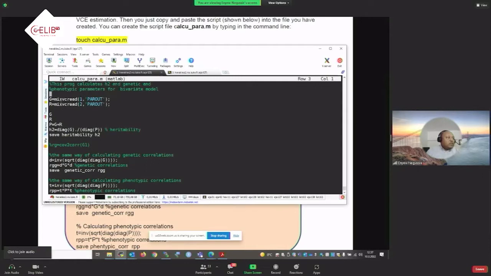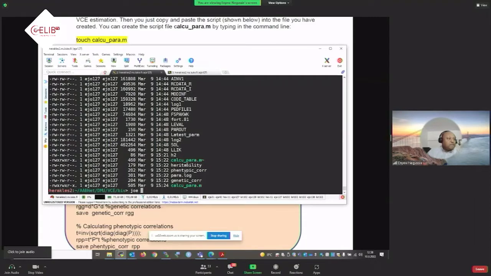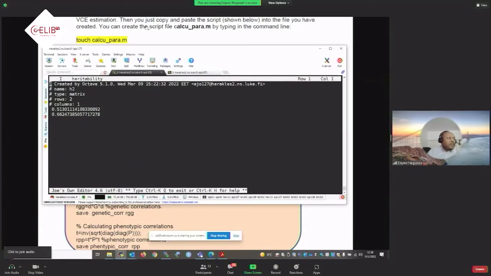In the script, I have calculated heritability here, but there is also the possibility to save that heritability into a file. So if I say, for example, save heritability, what I am telling Octave is to save this part which I calculated as heritability under the file name heritability. Octave will take the output from this calculation and write it out into a file for you. When you run it, you get a file called heritability here. If you open it, you can see clearly there are two values. The first one is the heritability for milk yield, and the next one is the heritability for body weight.